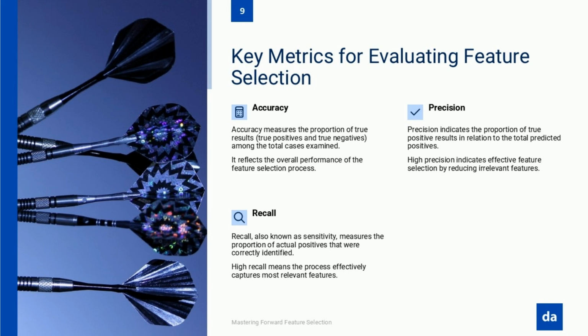Feature selection isn't just about making the model simpler. It's about making sure it actually performs better. And if the numbers don't back it up, we go back to the drawing board. But what about mistakes? Even with the best metrics, there are still some common pitfalls that can trip you up. Let's talk about what not to do next.